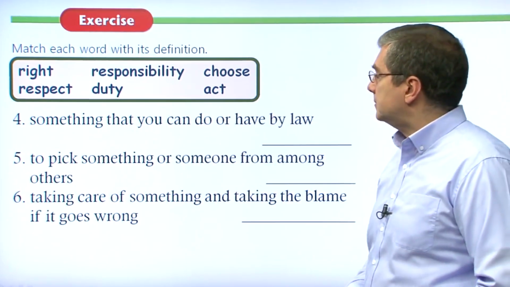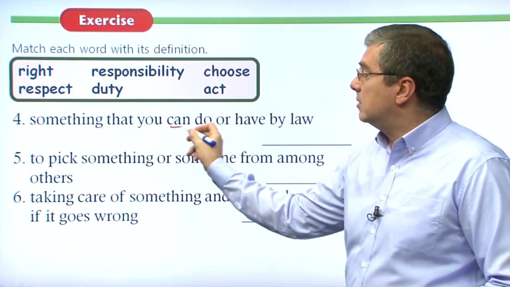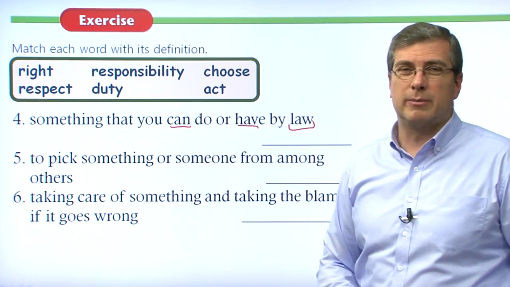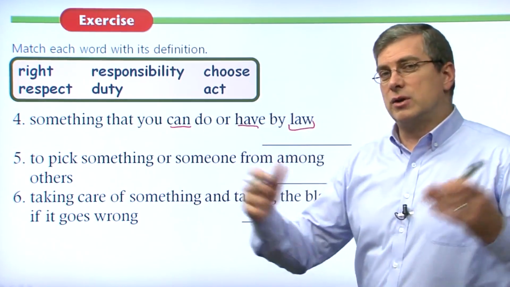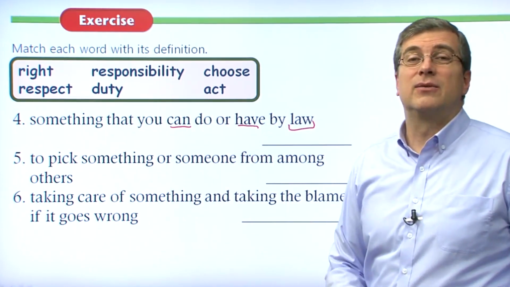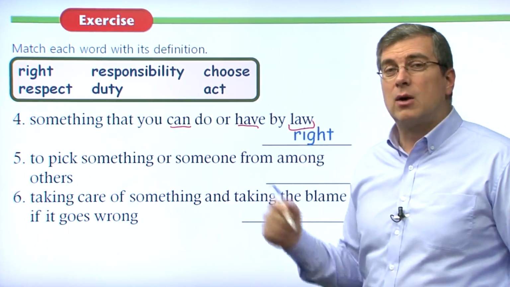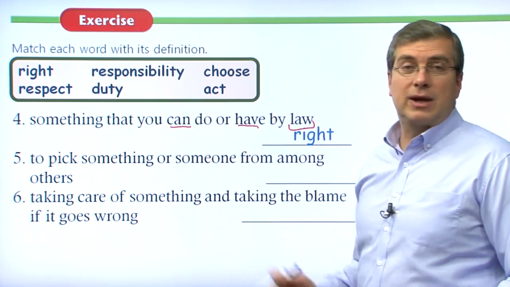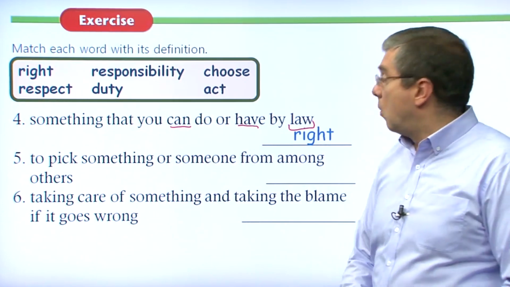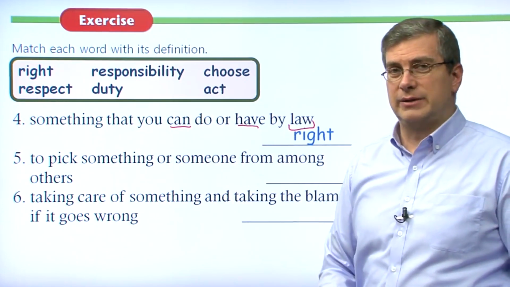Okay, number four. Something that you can do, you can do it, or you have it. Why? Because of law. We talked about that, right? These are things that you can do. These are things that you have because of law. They are, of course, rights. So you have a right or you have rights. Things that you can do: I have the right to express myself. I have the right to choose my leader. Why? Because the law says so. The law gives me those rights.